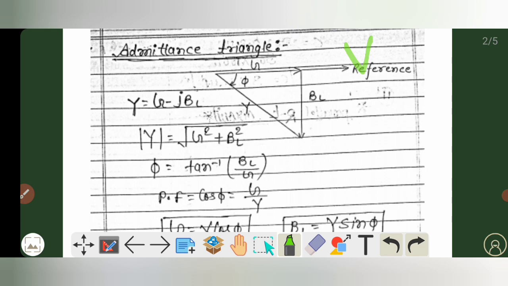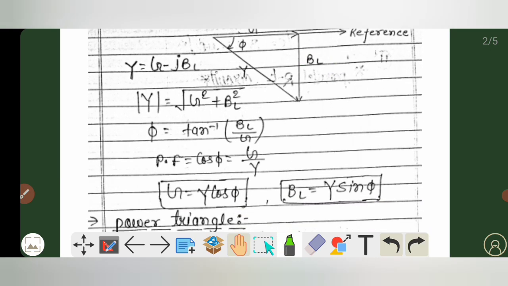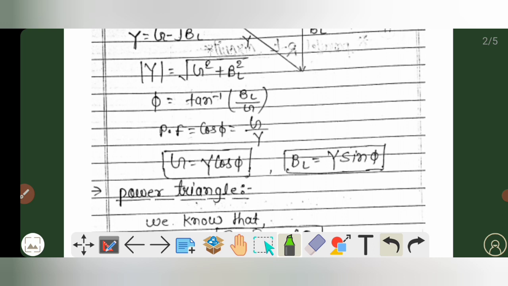So from here we can say that Y is equal to G minus jBL, and if you want to calculate the magnitude of Y, then that will come out to be root of G square plus BL square. And from this triangle, if you want to calculate the value of tan phi, then that will come out to be BL by G. And from here, phi is equal to tan inverse BL by G. And if you want to calculate the power factor, that is cos phi, then that will be G by Y. And from here we can calculate all these parameters.